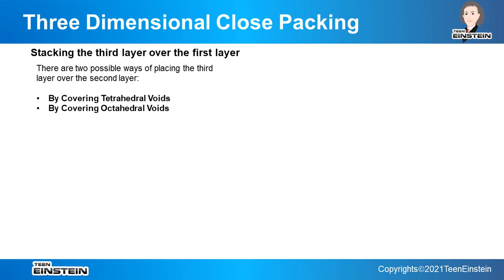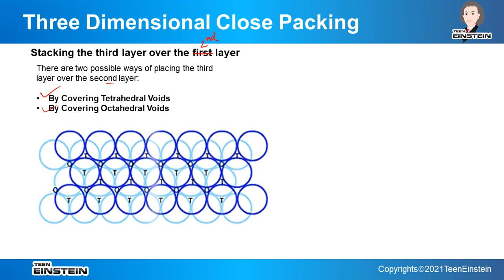So we are stacking the third layer over the second layer. So there are two possible ways of placing the third layer over the second layer: by covering the tetrahedral voids, this is one method, and by covering the octahedral voids, that is the second method. Now we have the same picture again, so that we can compare it.